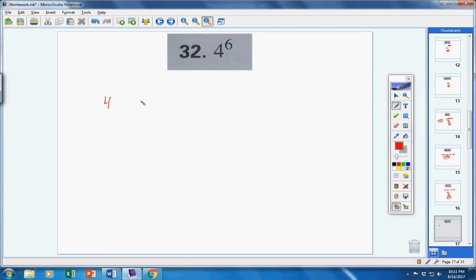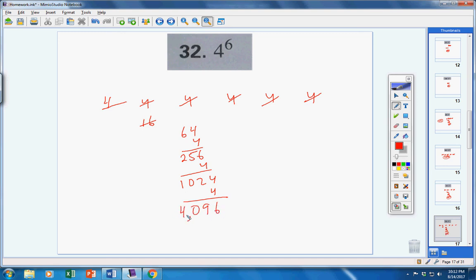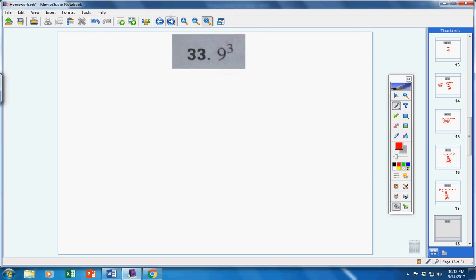Number 32. 4 to the 6th power. So we're going to write the 4 6 times. 4 times 4 is 16. Times 4 is 64. Times 4 is 256. Times 4 is 1,024. Times 4 is 4,096, I believe. Let me type that in quickly. And yes, that is the correct answer. So 4 to the 6th power is 4,096.